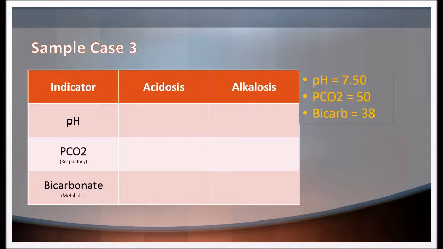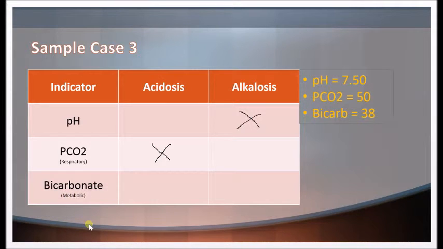And look at our example number 3. So in example number 3 here, pH is 7.50, PCO2 is 50, and bicarb is 38. Same. pH is 7.50. Does it fall between 7.35 to 7.45? Well, it's higher than 7.45, so it's alkalotic, right? Now we look at PCO2. PCO2 is 50. Does it fall between 35 to 45? It's actually higher. So more carbon dioxide means more acidosis, right? So we put it as acidotic here.